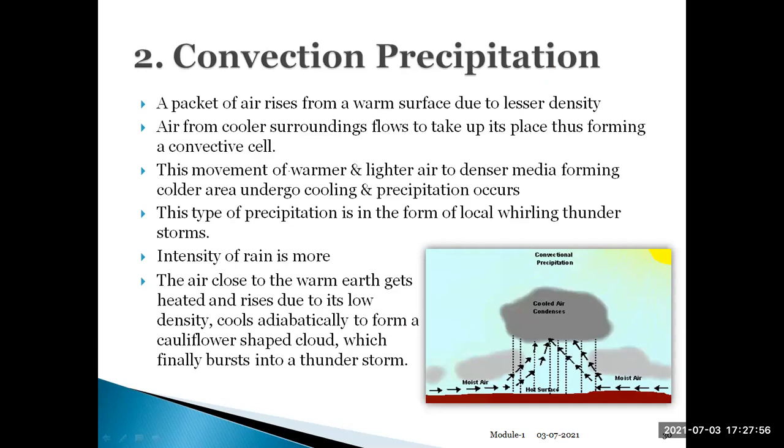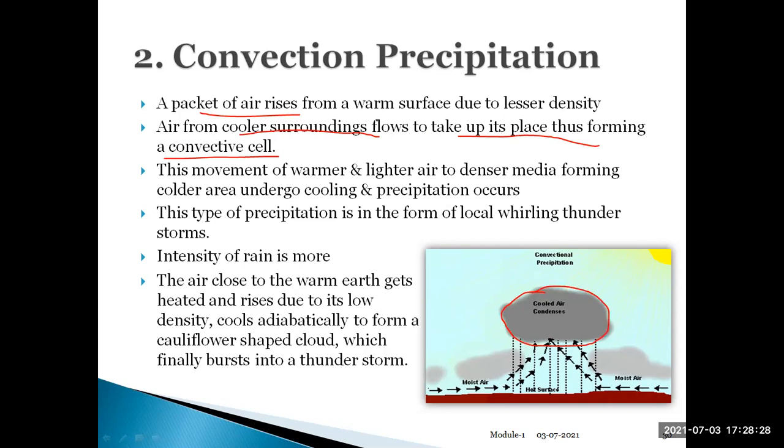The second type of precipitation you have is convective precipitation. Here, a packet of air rises from a warm surface due to its lesser density. Because the warmer air masses have lesser density and higher velocity, they will move faster, and air from the cooler surrounding flows in to take up its place, thus forming a convective cell. You can see here, this is a convective cell.